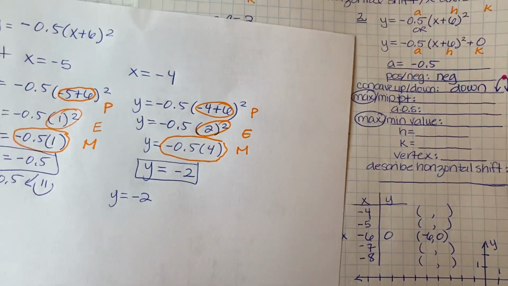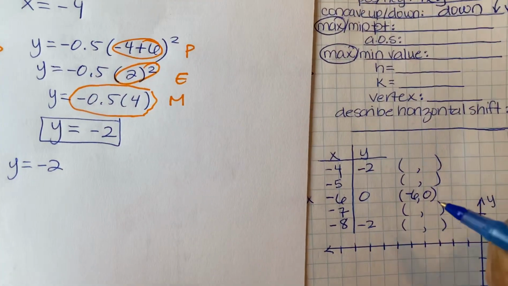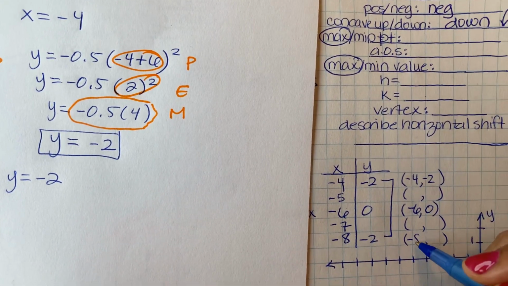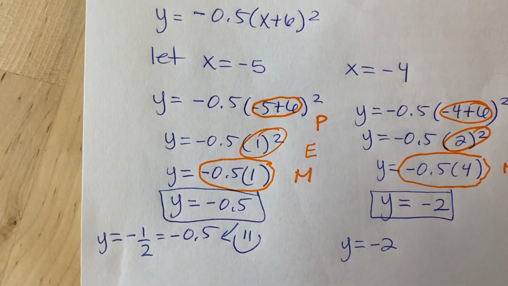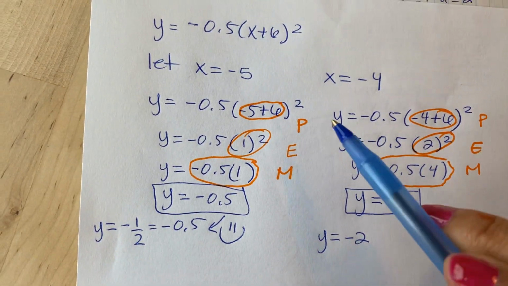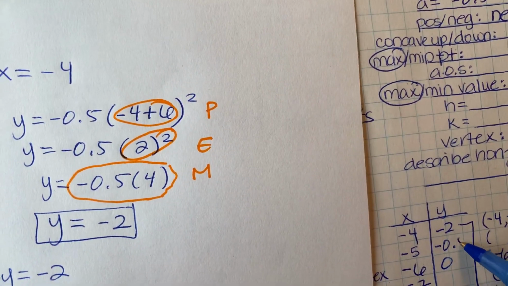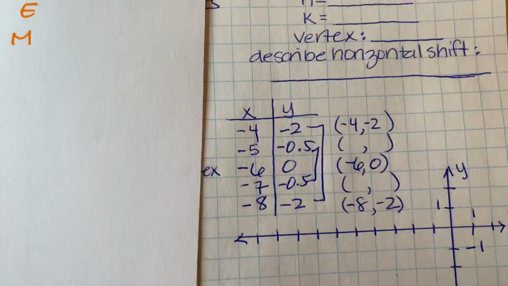Okay, so what did I get? -4 is -2. So -8 is -2, right? Because these are equidistant. So -4, -2, -8, -2. And then for input -5, I got output -0.5. And because of equidistance, these two are the same. Symmetry.